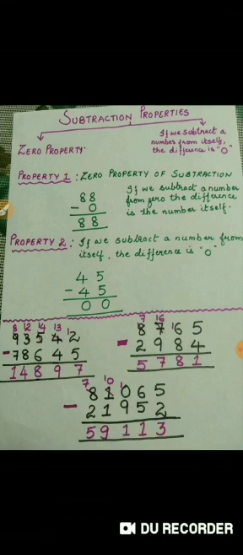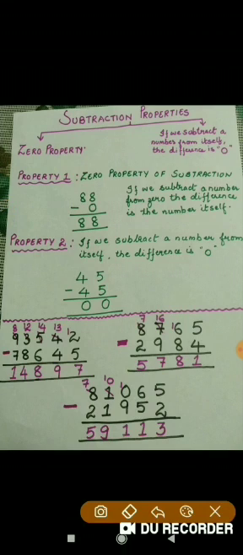So the answer is 14,897. In the same way, we will subtract 2,984 from 8,765. 5 minus 4 is 1. 8 cannot be subtracted from 6, so we will borrow 1. 16 minus 8 is 8.